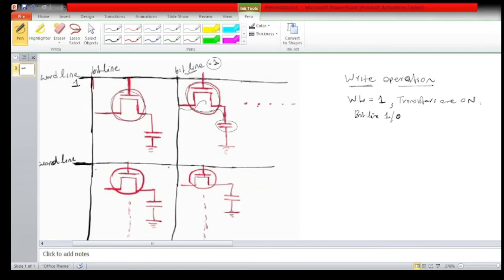Or if the bit line is 1, that is the high potential, equivalent to VDD, what will happen? Then this capacitor will get charged, and that will become fully charged. In that case, if the capacitor is fully charged, then it corresponds to the state 1.